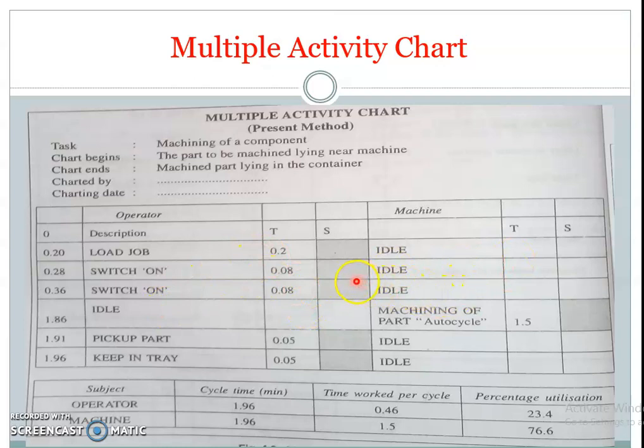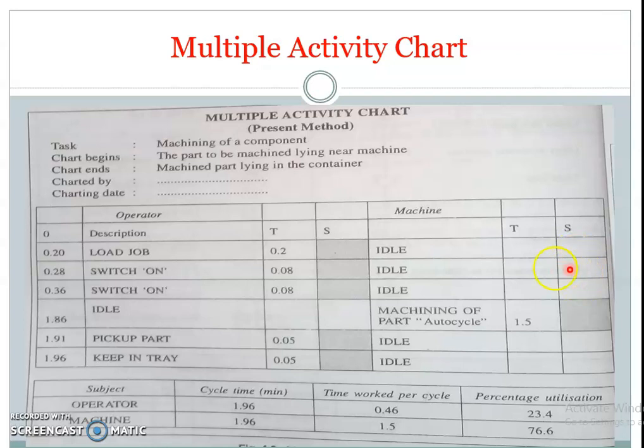Two symbols are used in the chart here. One represents the working status and the other represents the idle status. If the color is dark or a hatched portion is there, that means the subject is busy, and if the status is blank, that means it is in idle condition.